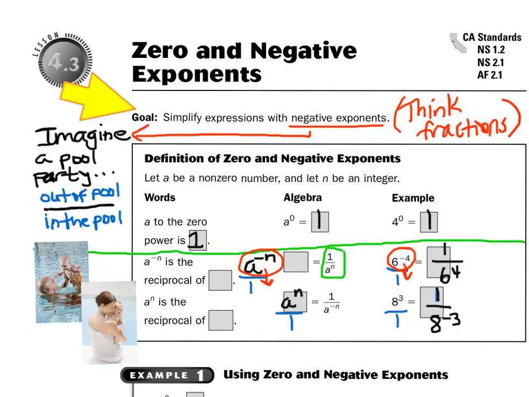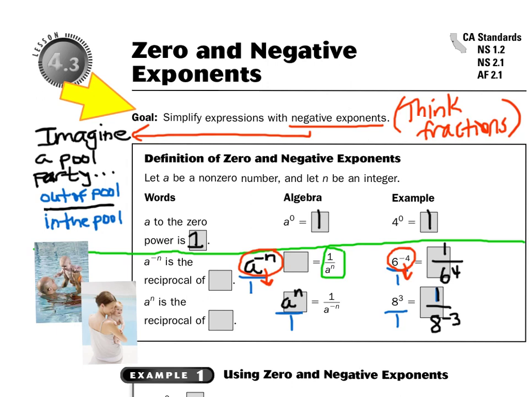Hey you guys, welcome to zero and negative exponents. One of my favorite lessons, you will see in class how crazy I can get. But here's the deal, with negative exponents, I want you to just think of fractions.